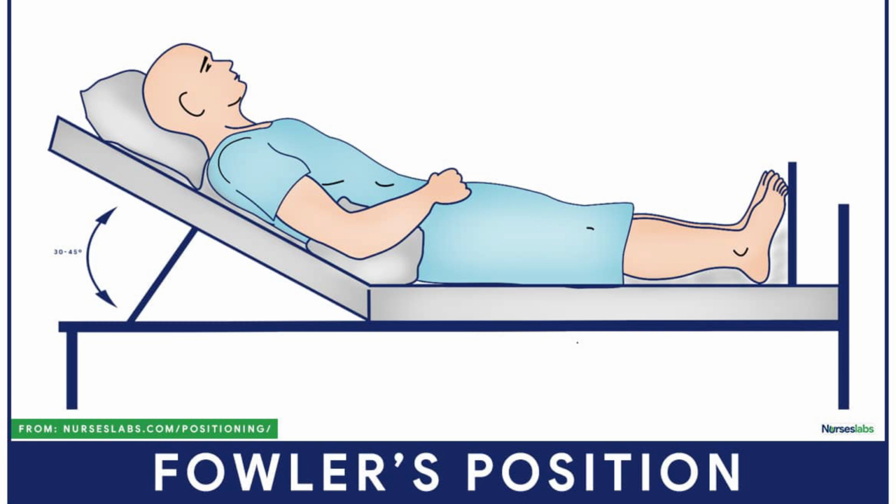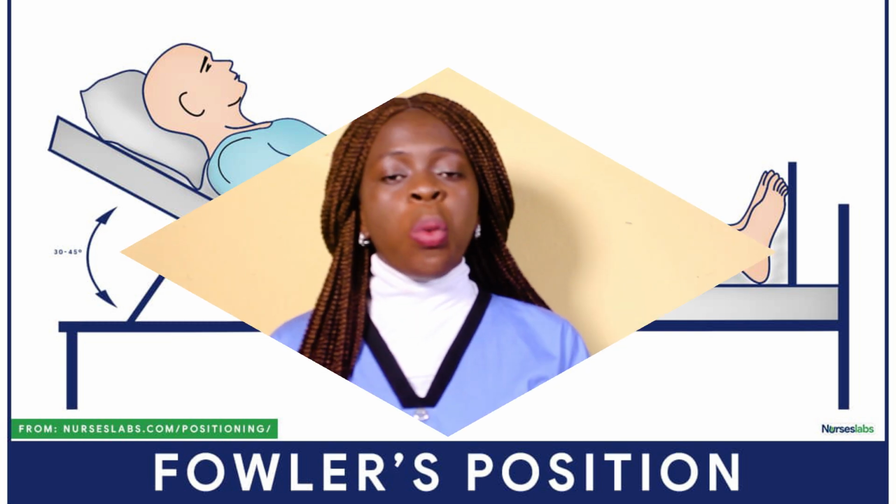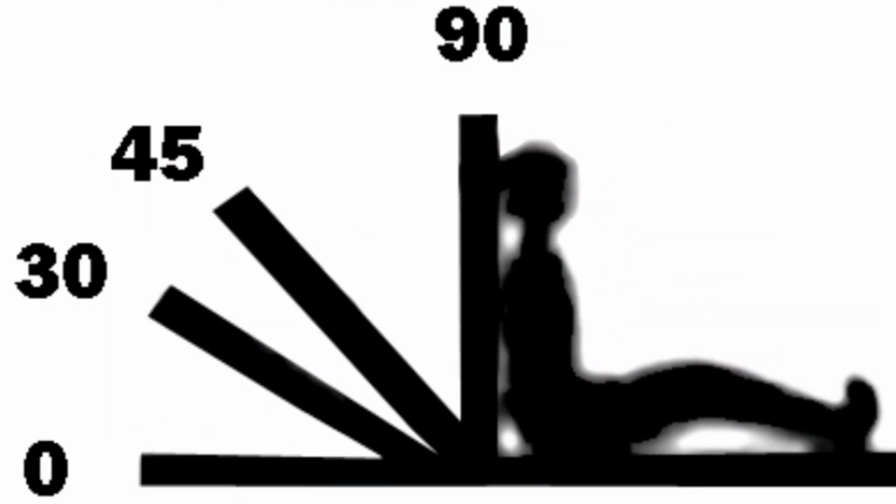There are different types of Fowler's position. We have the low Fowler's position, the semi-Fowler's position, and the high Fowler's position. Looking at the screen, the low Fowler's position is between 15 to 30 degrees. The semi-Fowler's position is between 30 to 45 degrees. And the high Fowler's position is above 45 degrees, nearly vertical.